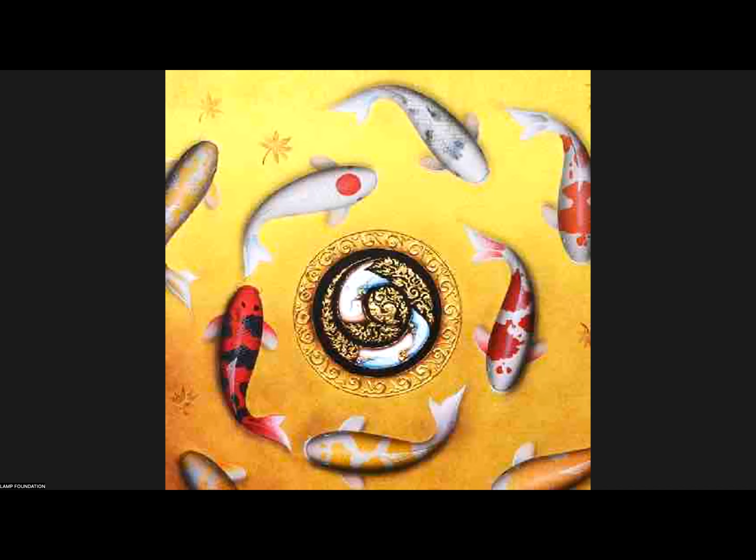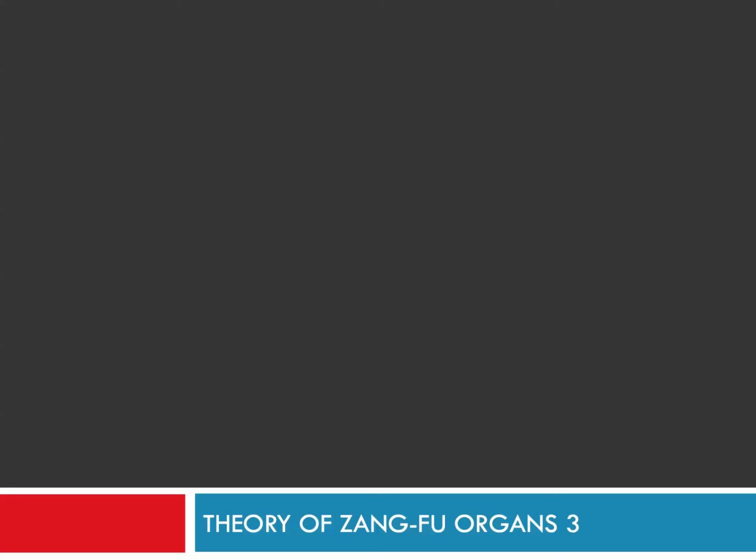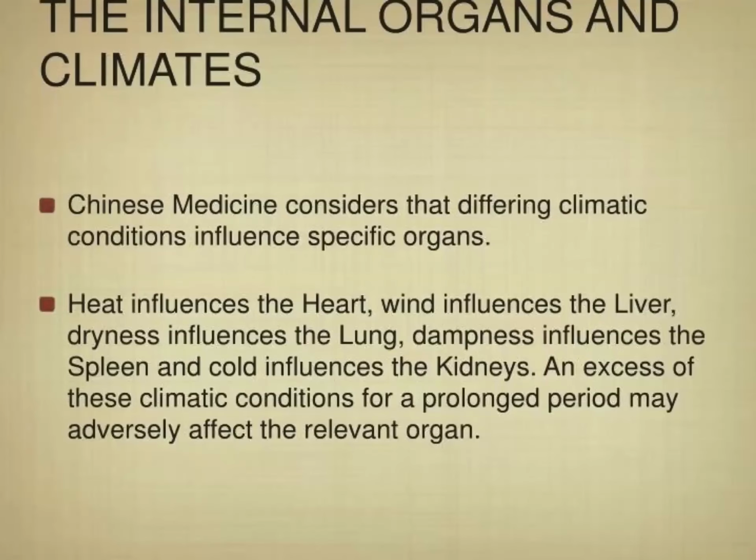Up next is theory of the Sanfu organs, our third installment. Chinese medicine considers that differing climatic conditions influence specific organs. Heat influences the heart, wind influences the liver, dryness influences the lung, dampness influences the spleen, and cold influences the kidneys. An excess of these climatic conditions for a prolonged period may adversely affect the relevant organ.